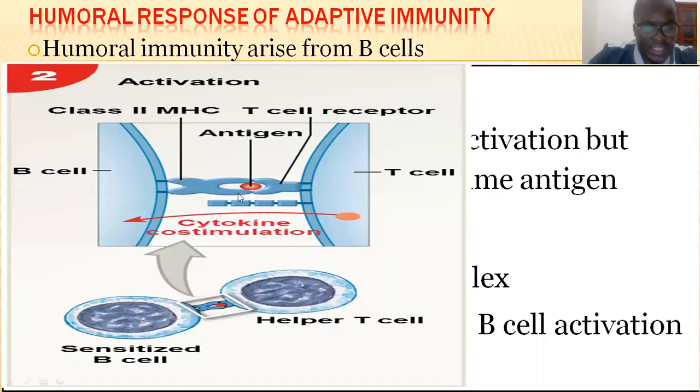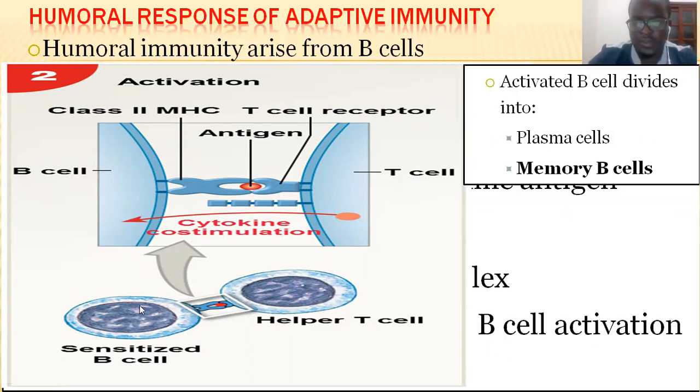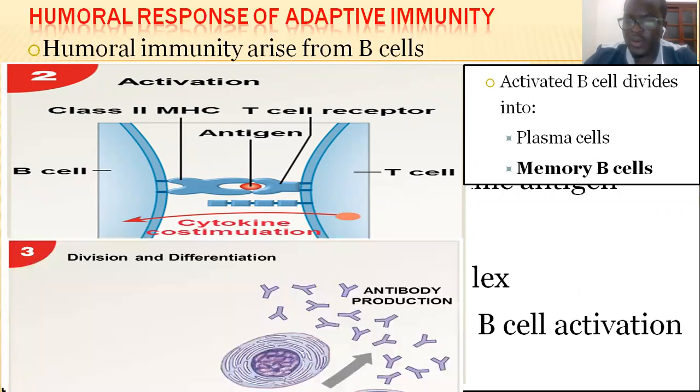So you can see here the presentation of the antigen by the B cells to the T cells via the major histocompatibility complex class 2. Then the T cells, once activated, start producing cytokines. So you have co-stimulation again here. The cytokines will activate the cells, and then they'll start dividing. So the activated B cells will divide into plasma cells and memory B cells.